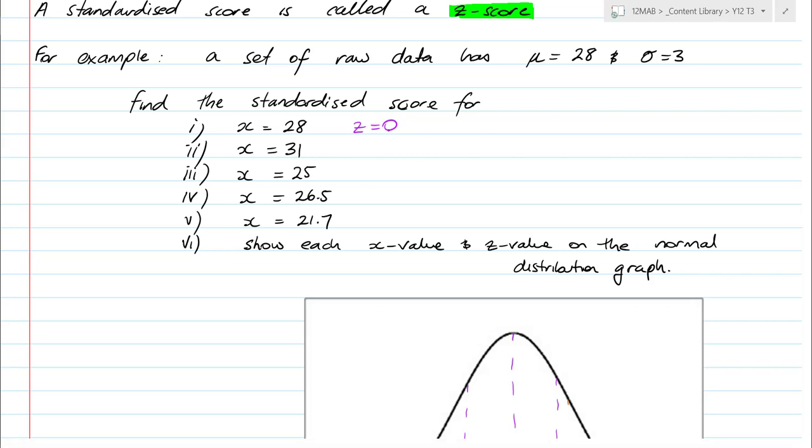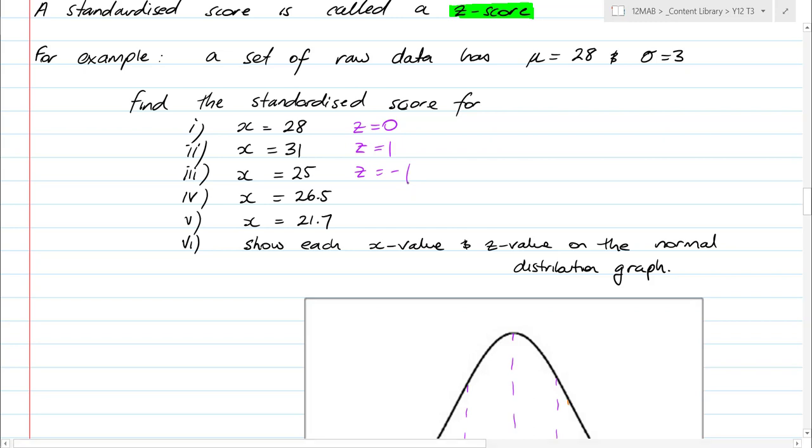What about 31? How many standard deviations above and below the mean is 31? Maybe somebody just said it, I didn't hear them. 2? No. 1, good, because the standard deviation is 3. 28 plus 3 is 31. So the Z score here is 1, because it's 1 standard deviation above the mean. 25, what about that one? Say it again, sorry? Negative 1. I'll take negative 1, good, because it's 1 standard deviation below the mean. So it's negative 1.